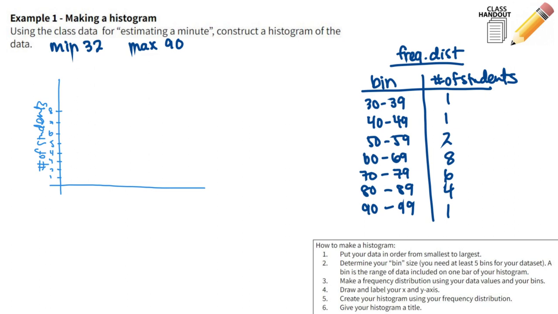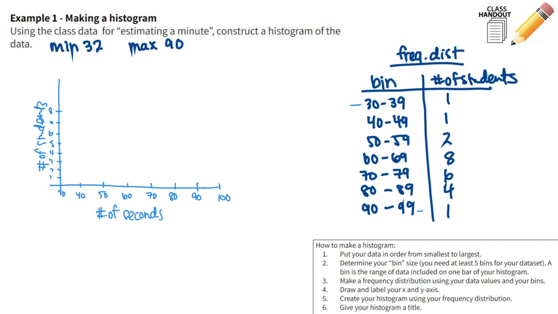And then in terms of our x-axis, this is going to be number of seconds. And that's basically going to need to go from 30 to 99 or 30 to 100. So it's going to start at 30 to 40 is the first bin. And then we have 40 to 50, that's the second bin, 50 to 60, 60 to 70, 70 to 80, 80 to 90. And then our last bin is 90 to 99, so we can go to 100 here.